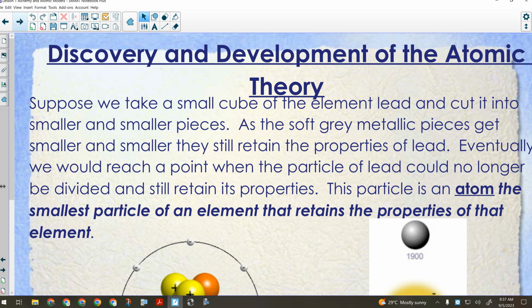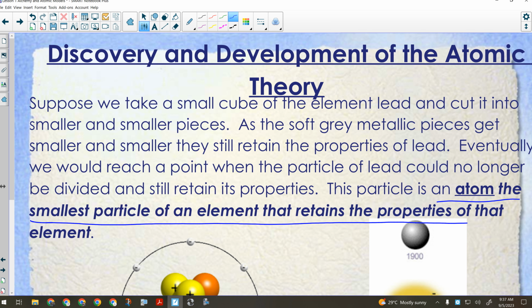In nuclear fission, you physically break atoms apart and they become other things. All right, so the atom, as we said here, is the smallest particle of an element that retains the properties of that element.